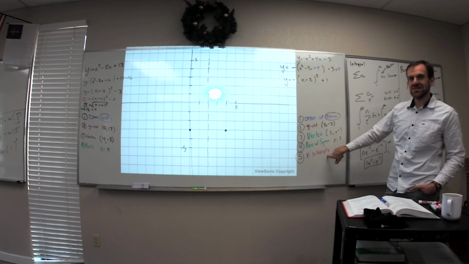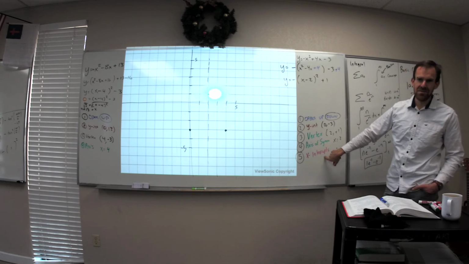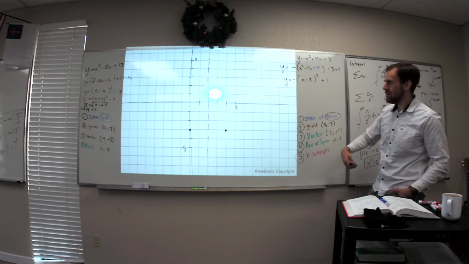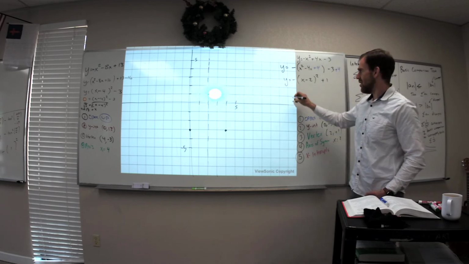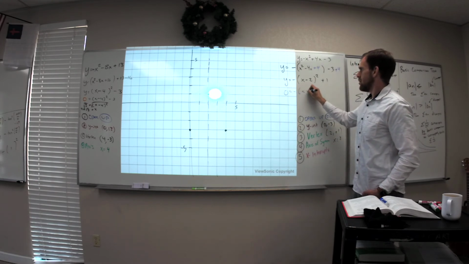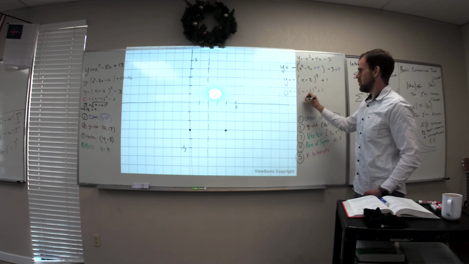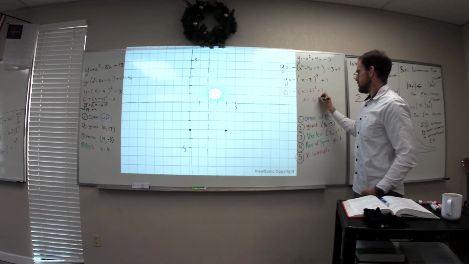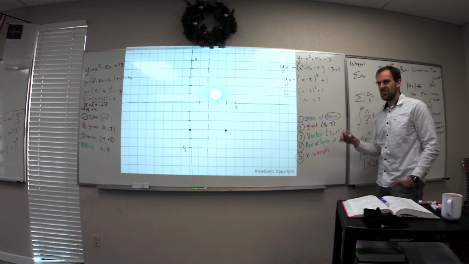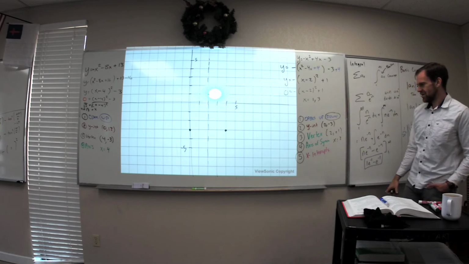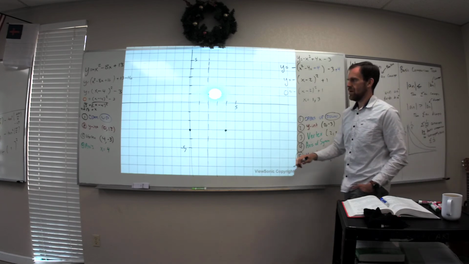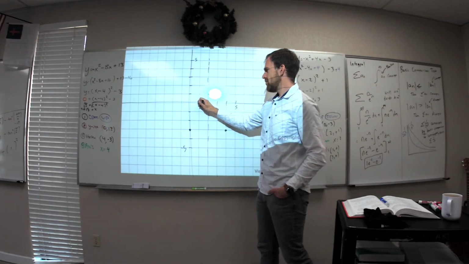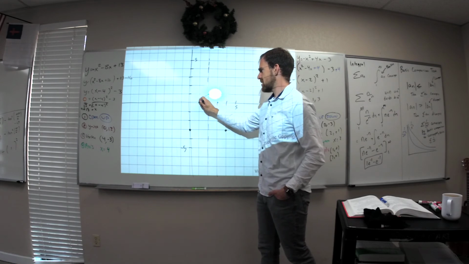Now I can find my x-intercepts. How do I find x-intercepts? Set y equal to 0. If you solve it, you'll find that x equals 1 and 3. So our x-intercepts are 1, 0, and 3, 0. Can I graph the parabola? Sure, just like that.